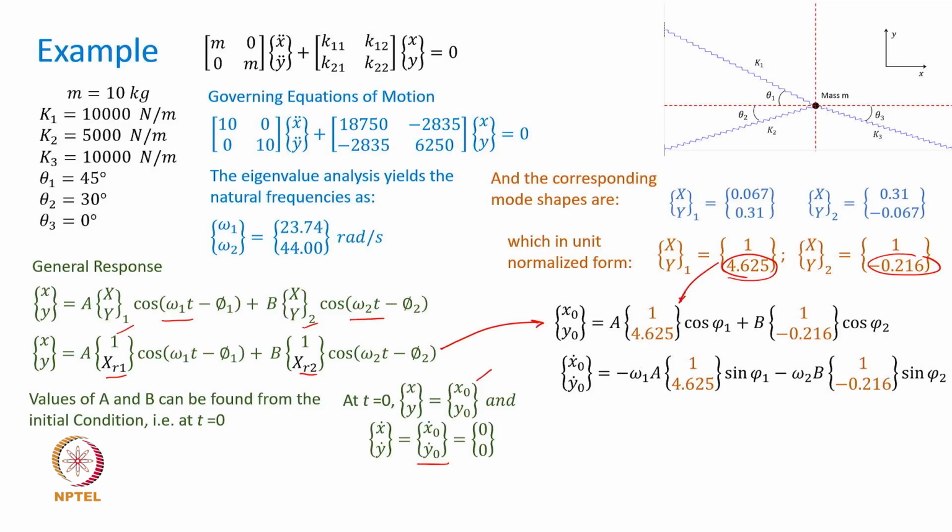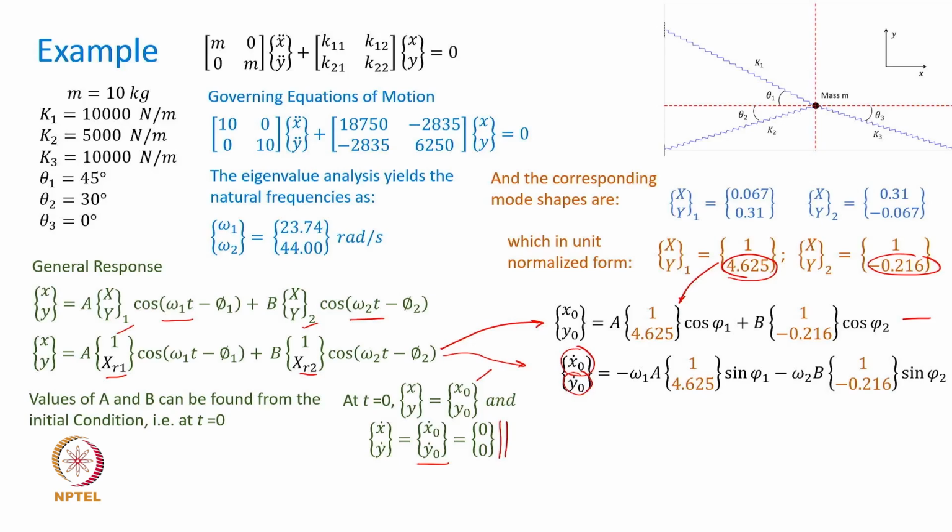Okay, so this is how the equation looks. If you take the time derivative of this general response, this is the expression that you get. In that velocity expression, x dot and y dot, if you substitute t equal to 0, this is the initial velocity expression. Of course, you will have to set x naught dot and y naught dot equal to 0, because these are the prescribed initial conditions.